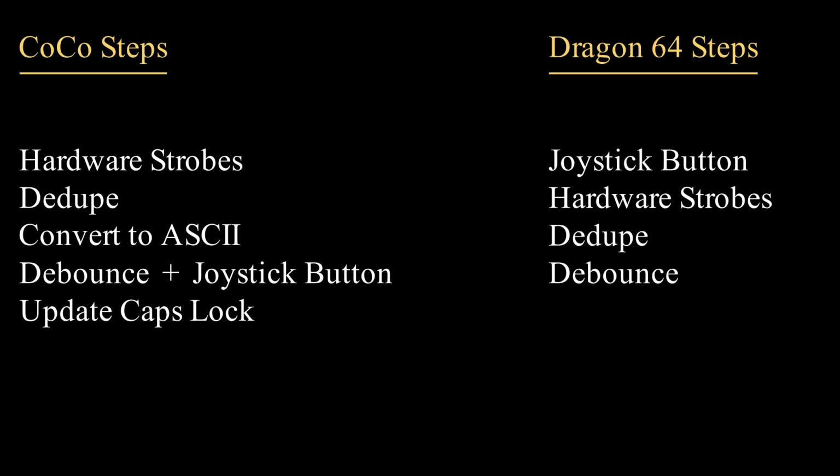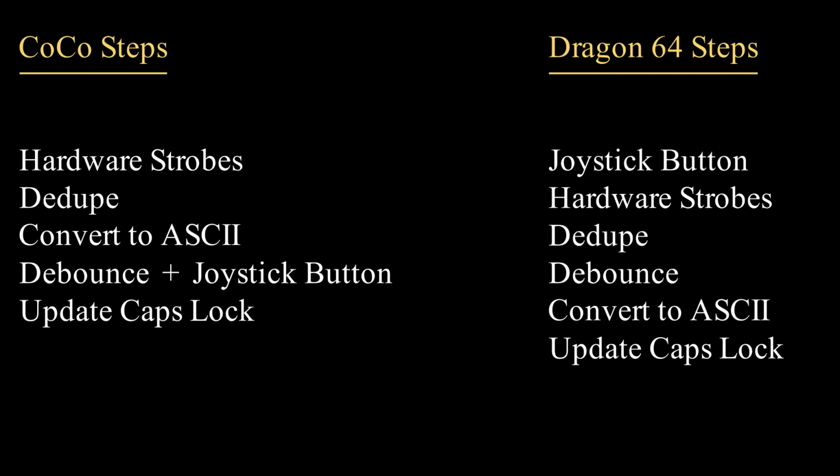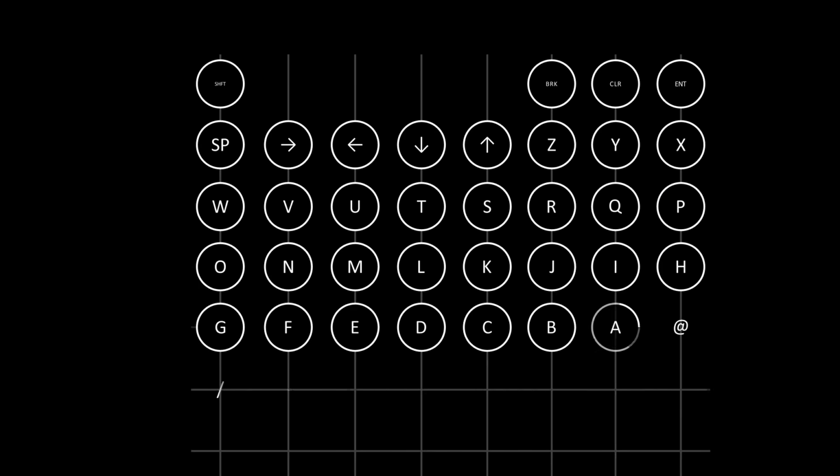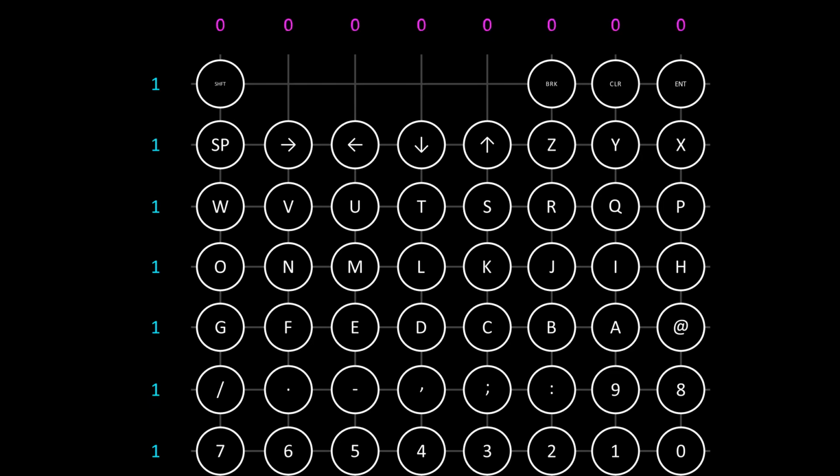Only now do we do the ASCII conversion, which is similar to the CoCo, but adjusted to work with the different matrix, and then update the caps lock flag in memory. But there's more! Before the Dragon does any of these steps, it does the any key check. Dragon's Polecat starts by sending a 0 on every single column simultaneously to see if any of those signals reach the rows. This is a nifty optimization because this can be done with a single write and read, and nearly every time Polecat is called, no key will be down anyway.